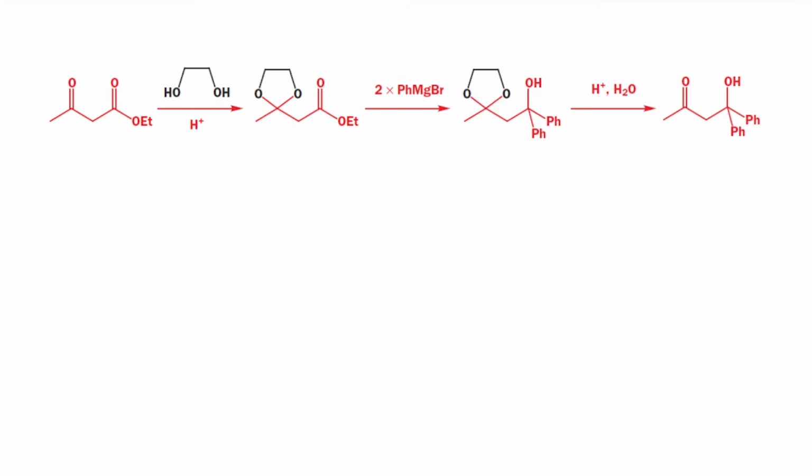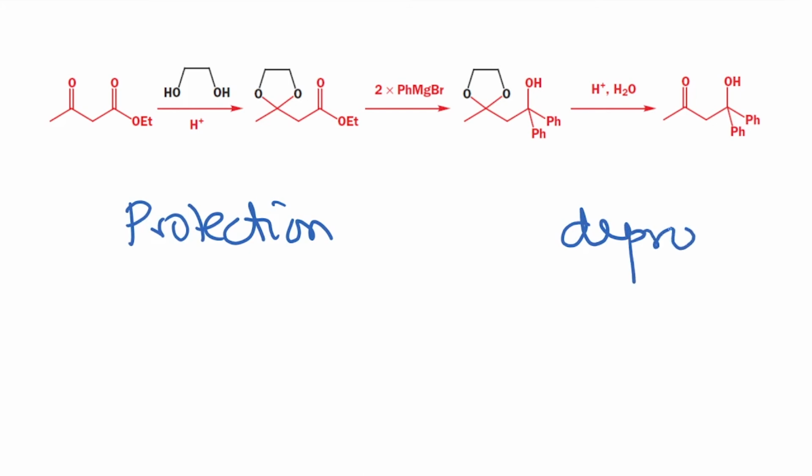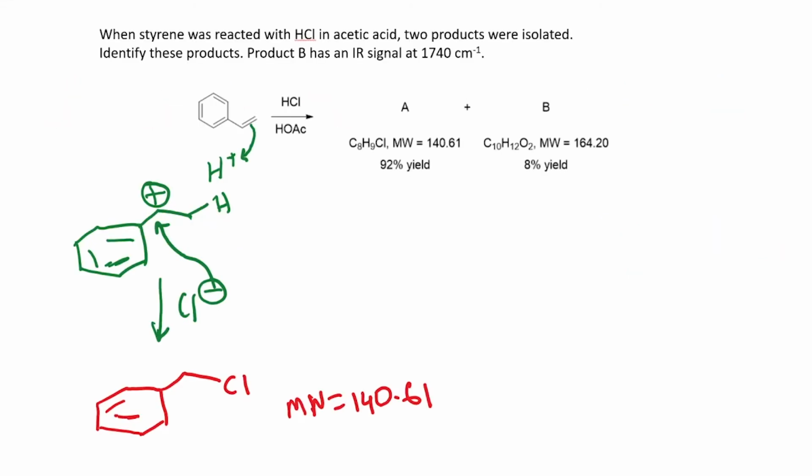So this strategy is called the protection, and this step is called the deprotection. Okay, so this is very commonly used in organic synthesis because many times we have functional groups which are quite sensitive to the conditions under which we are going to work, and therefore you might need to have a protection-deprotection kind of strategy. Let's move to the next question.